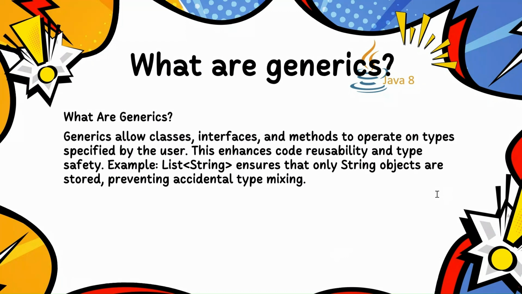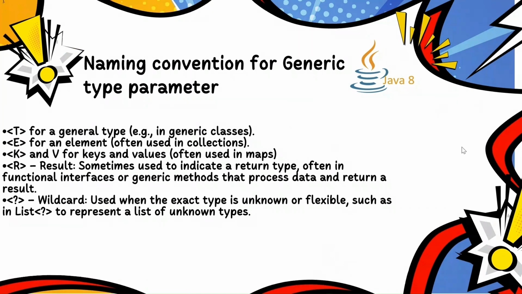By using generics, you can create flexible templates in your code that can work with any type of data, making it both versatile and type safe. Now that we know generics are placeholders, they help improve both reusability and type safety in our code. Let's talk about the naming conventions for generic type parameters.